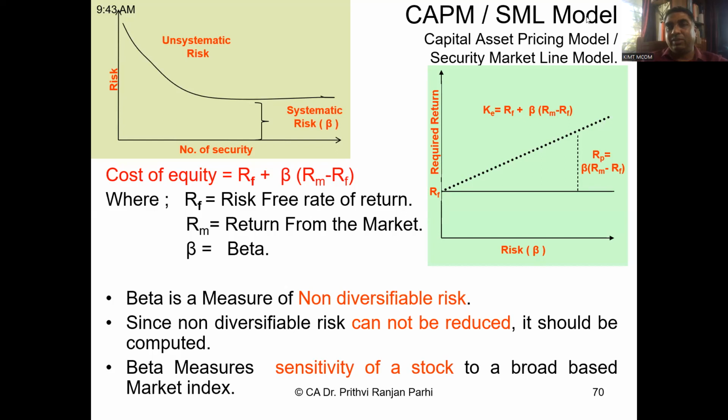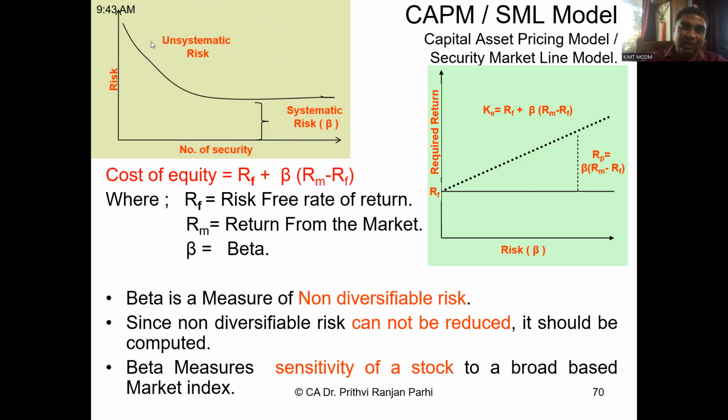Here you see this model. If you look here, the same formula is given. The formula says cost of equity is equal to RF plus beta into RM minus RF. To understand this formula, some concepts we need to understand before. Here RF stands for risk-free rate of return and RM stands for return from the market. B stands for beta, market beta. So first, let me show you this particular chart.